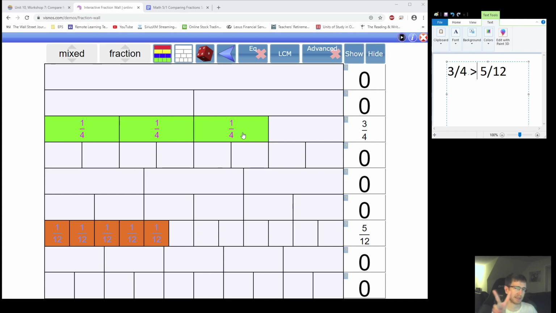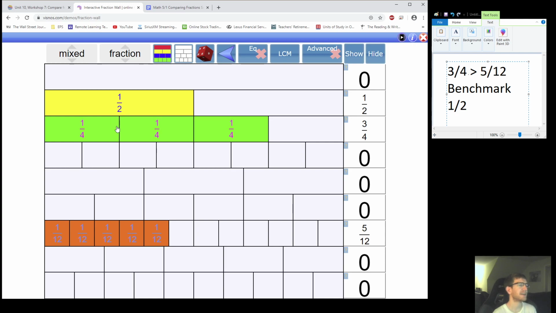I want to talk about a second way that is really efficient, and I'm going to type this up here. It uses the benchmark 1/2. So when we say benchmark, like a benchmark number is 10 or 100. It's an important number. It helps us think about other numbers compared to it. So we're going to use 1/2. And so I'm going to kind of model 1/2 right here.